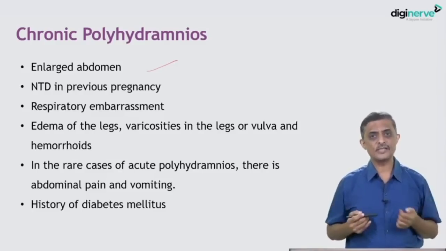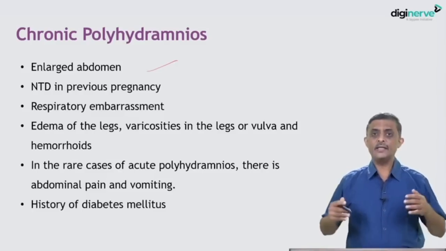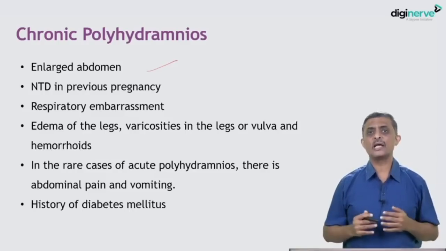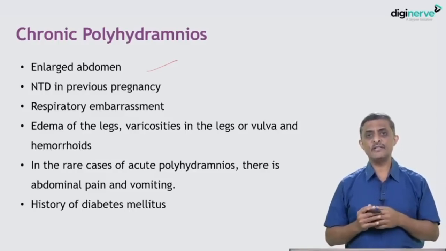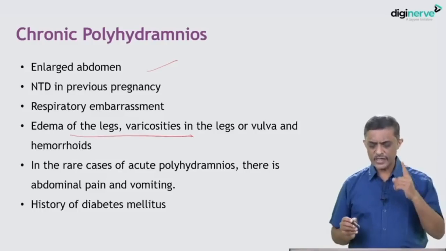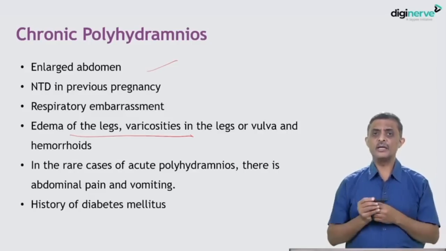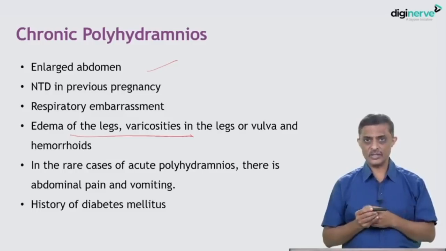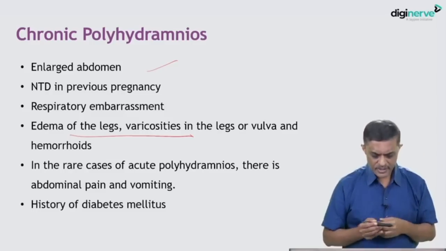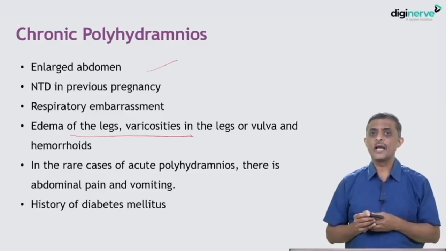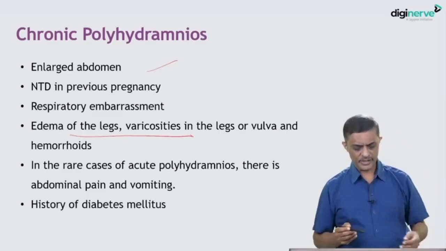She will have a lot of discomfort for breathing, and because of the compression of the hugely enlarged gravid uterus, pressure on the inferior vena cava can cause massive edema of the legs, varicosity of the legs, hemorrhoids, and also vulval varicosities. Occasionally it can also bleed. In rare cases of acute polyhydramnios, she can present with acute pain abdomen and vomiting. History of diabetes mellitus could be obtained.